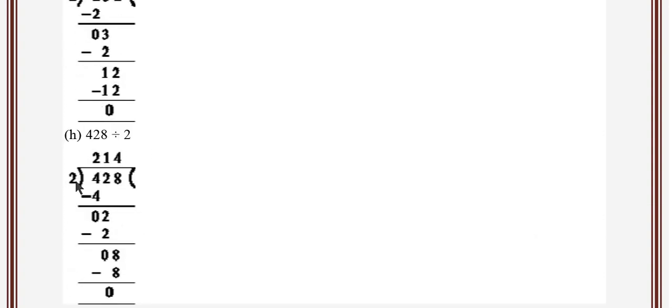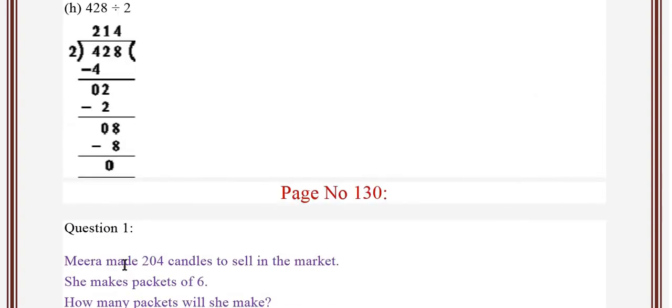428 divided by 2. 2 twos are 4. 4 minus 4 is equal to 0. We write 2. 2 ones are 2. 2 minus 2 is equal to 0. Now we keep here 8. 2 fours are 8. 8 minus 8 is equal to 0.